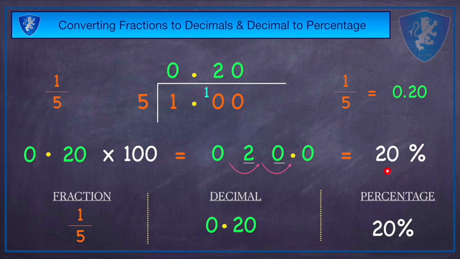Now, the fraction we started off with was 1/5. As a decimal it is 0.20, and as a percentage it is 20%. That's 1/5.